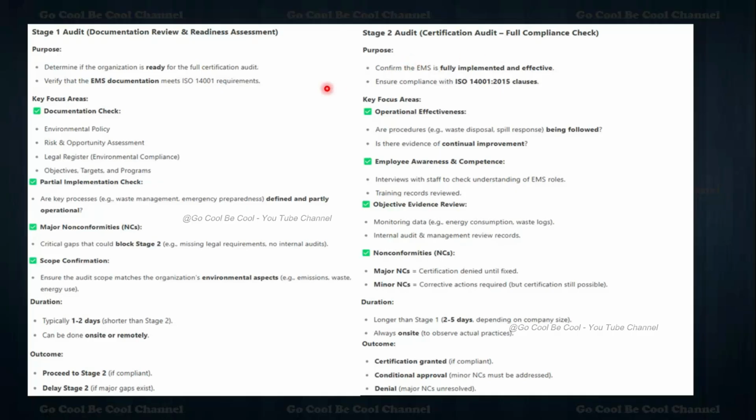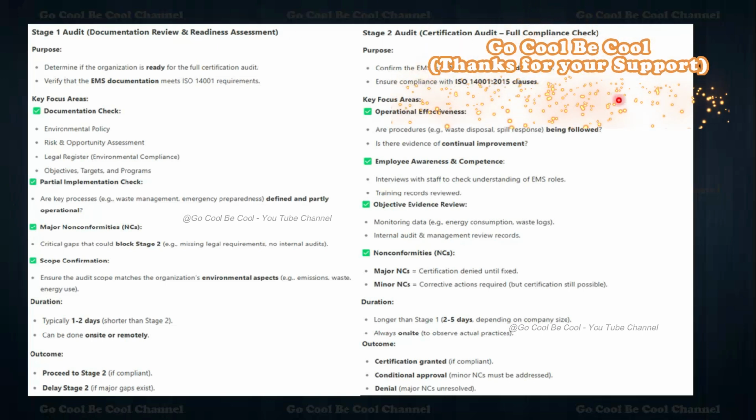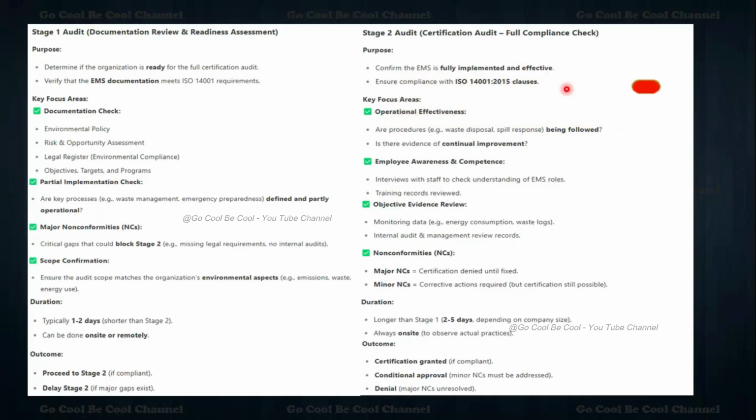Stage 1 is documentation review, the readiness audit. Stage 2 is the certification audit, a full compliance check. They will ensure whether it is really meeting the standards or not. Stage 1 checks whether it is really meeting the documents or not. Documents, everything is perfect, but what about implementation? The purpose is to confirm the EMS is fully implemented and effective, and to ensure compliance with the ISO standard.